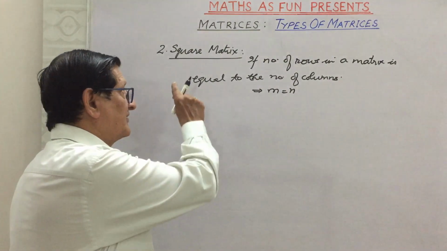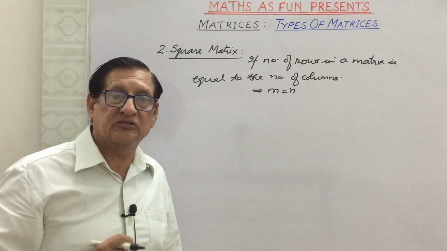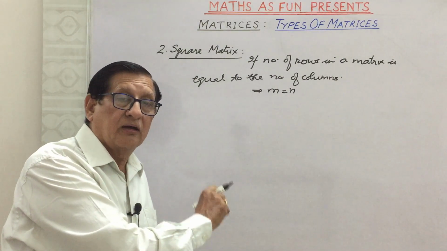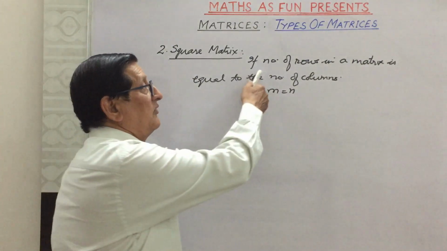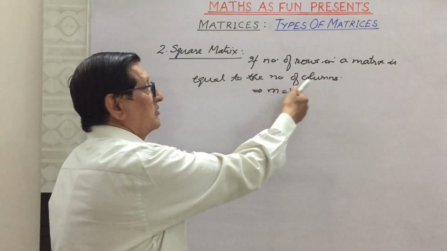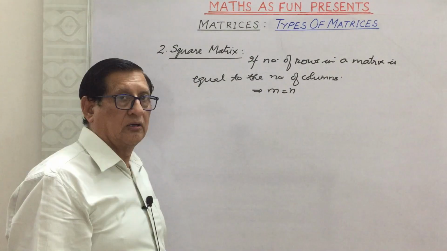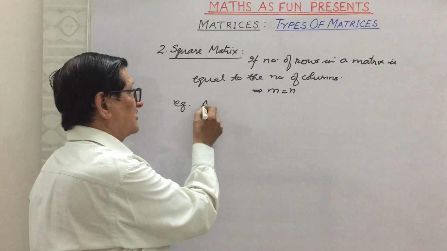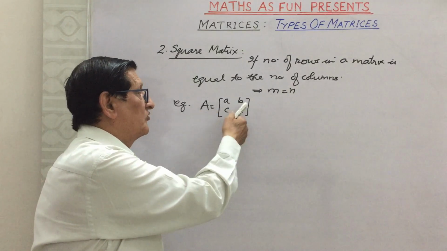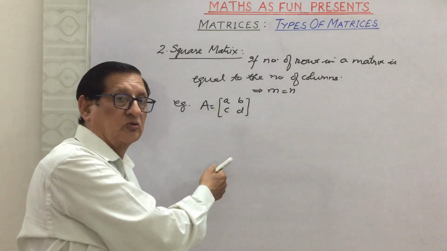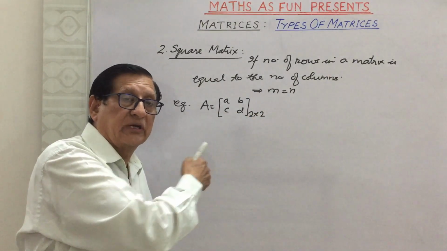The second type here is square matrix. As we know in the plane figures, a square has all the sides equal. Same way here also, a square matrix has number of rows and number of columns both equal. So we say if number of rows in a matrix is equal to the number of columns, then it is a square matrix. It means M is equal to N. For example, suppose we have a matrix A in which the elements are A, B, C, D. Here we find number of rows is 2 and number of columns is also 2. It means this is a matrix of order 2 into 2. So this is a square matrix.